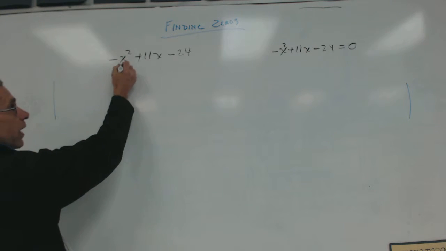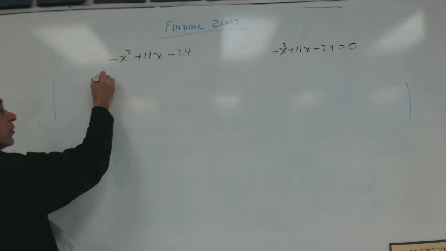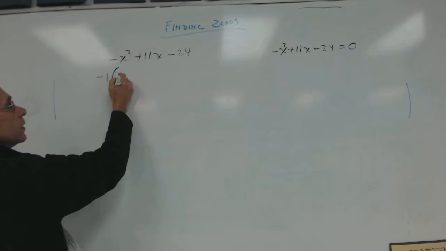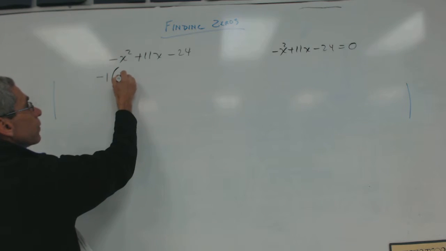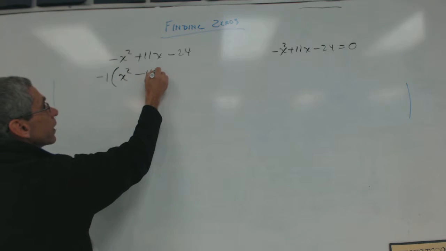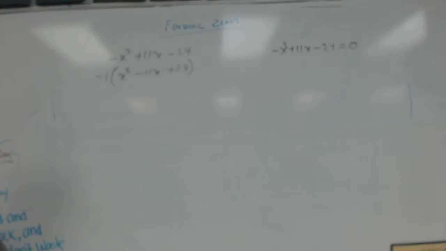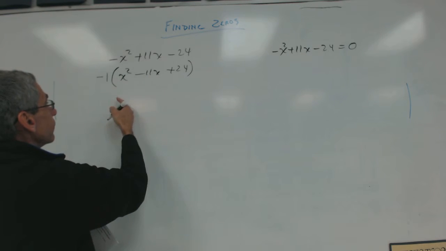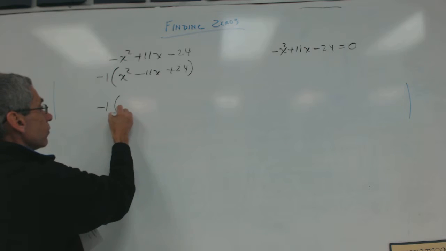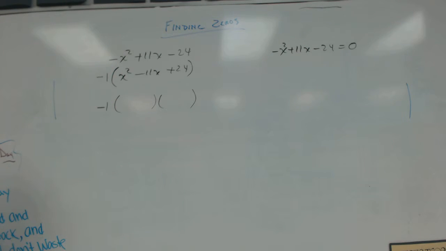Now I can't just divide everything by negative one, right? I have to actually factor it out. Negative 1 parenthesis, and then now all these in here are going to change signs. It would be positive x squared minus 11x plus 24, right? And then I could factor it. Then I could do factors of 24 that add to negative 11. But I'd have to keep that negative 1 as I do it, right? You all understand that, right?